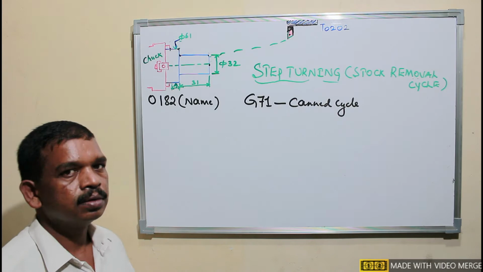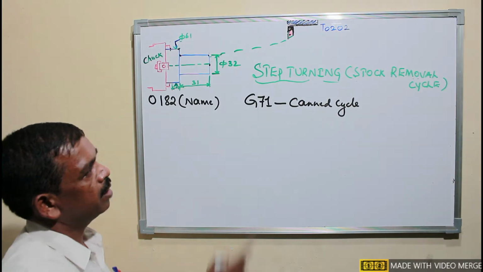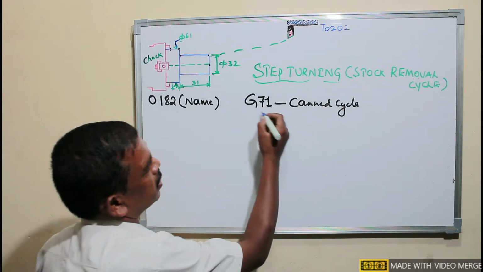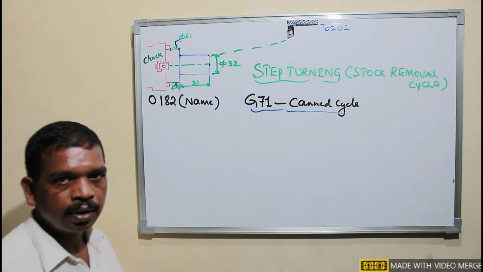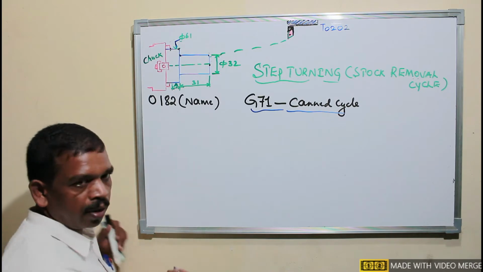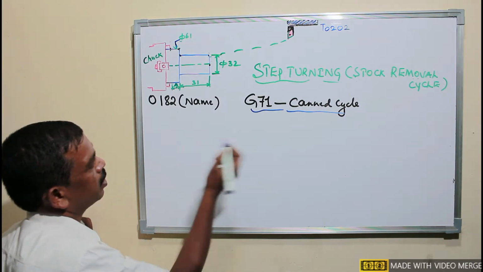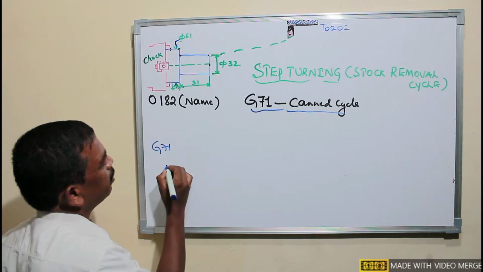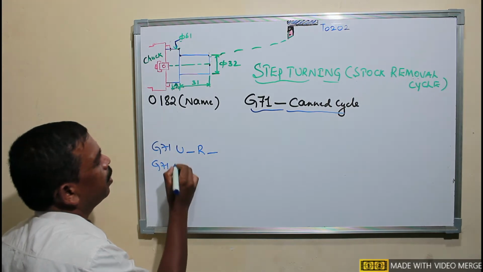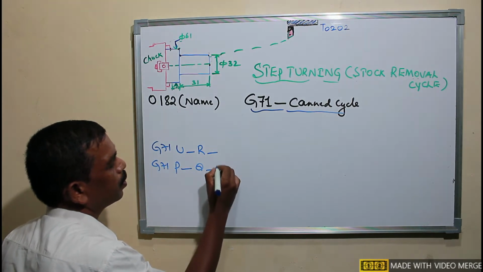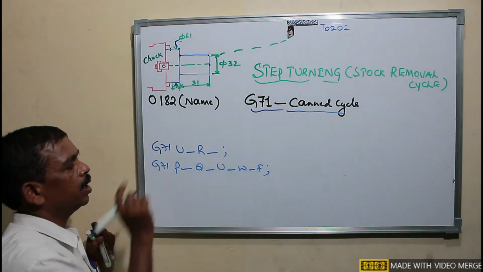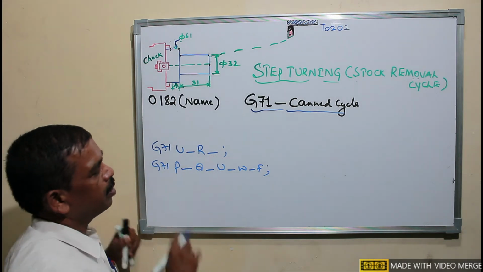So today I would like to explain the procedure for writing the step turning by using this stock removal cycle, that is the CAN cycle, that is G71. For this, as you know, one format is there. The format for the stock removal cycle is G71 U something and R, and then G71 P Q U W and F, end of block. So this is the programming format for our stock removal cycle.